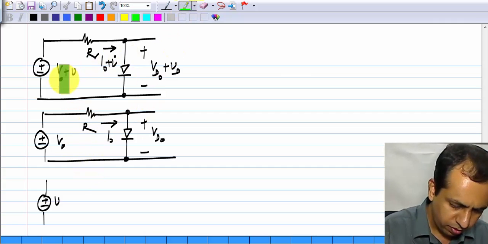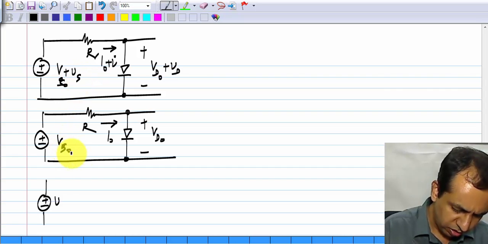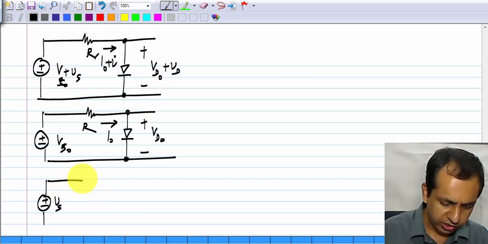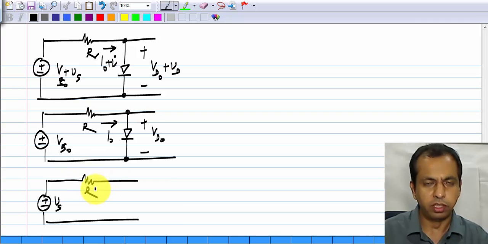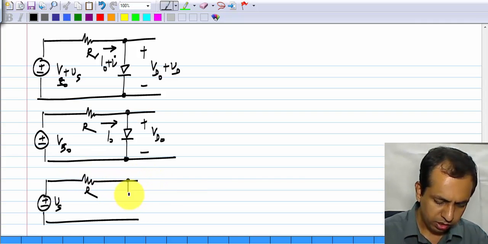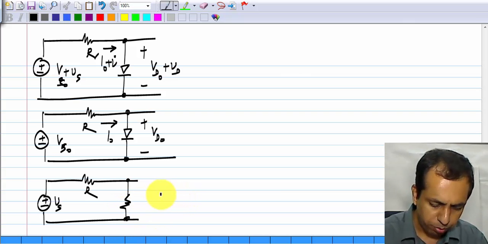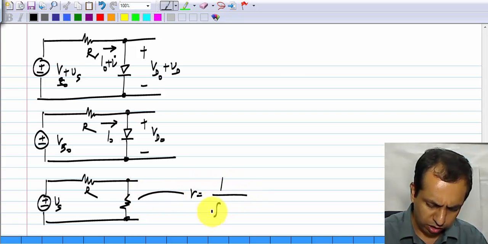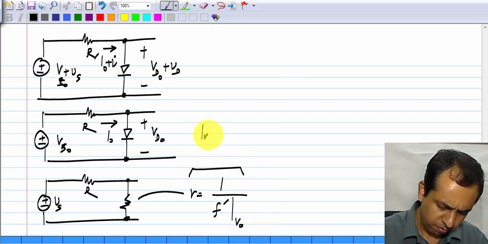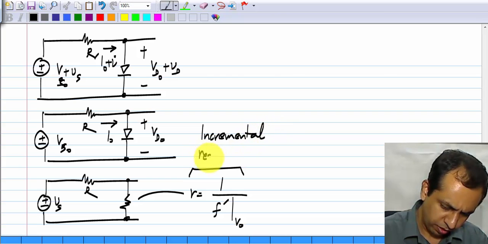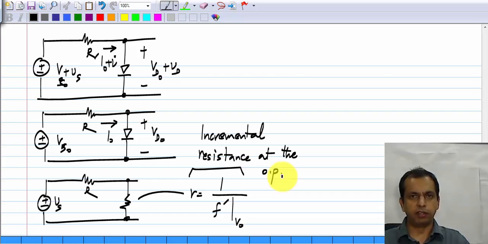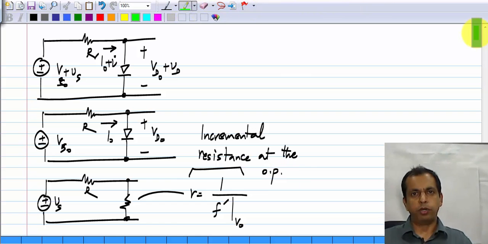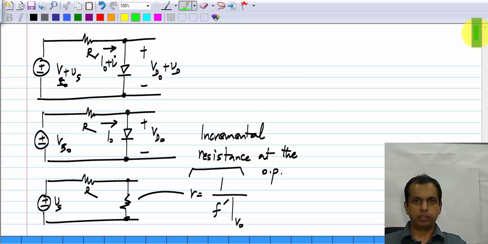So, I have this incremental Vs here, and I have R. I will come to the incremental equivalent of a linear element. The diode I replace by its incremental equivalent at the operating point. Okay. So, it is extremely important to remember that the incremental resistance or incremental equivalent in general depends on the operating point. Okay. So, if you today calculated the incremental equivalent of a diode at an operating point current of 1 milliamp, and tomorrow you have a different operating point current, let us say 10 milliamps, the incremental equivalent will be different. Okay. So, that you have to keep in mind.